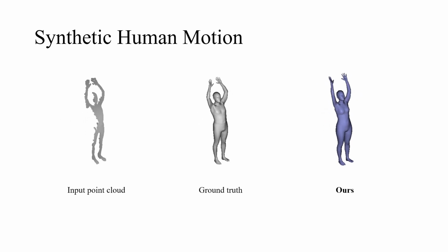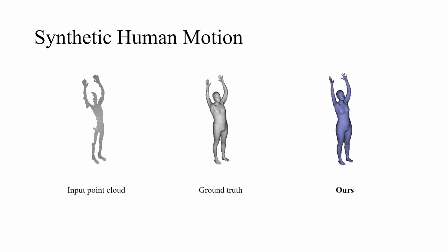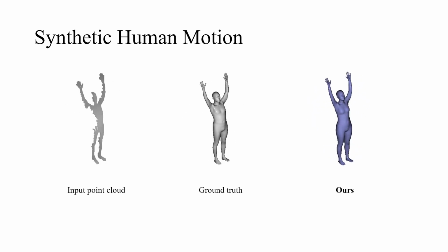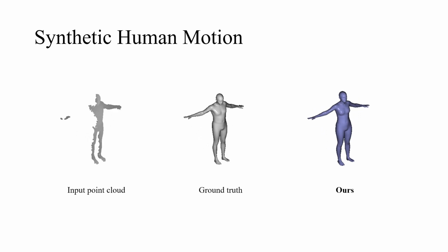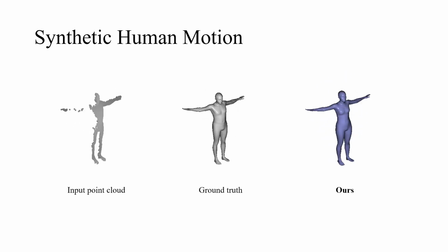This is the result of our model on synthetic point cloud, emulating the measurement from a single depth sensor. Despite the partial observation, our approach can closely follow the motion of the ground truth mesh with the power of the strong latent space.